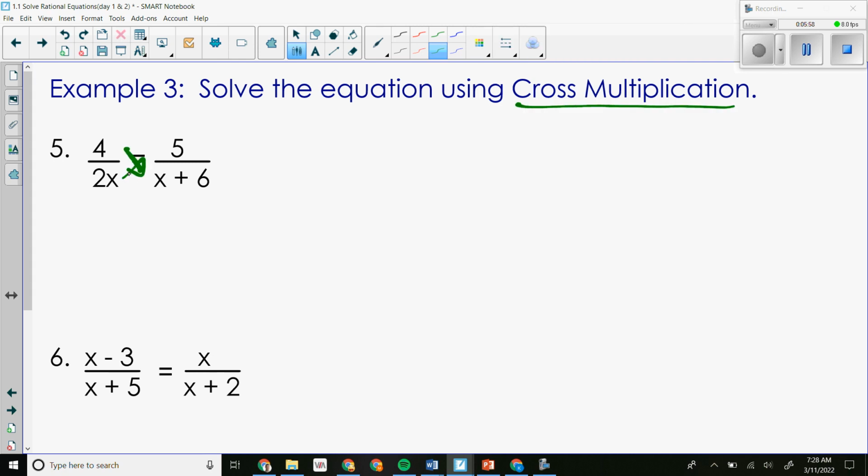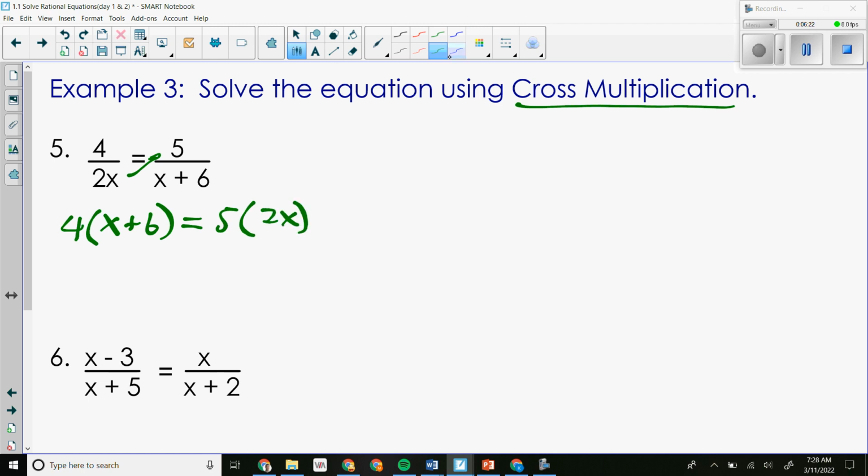So over here, I'm just going to cross multiply the top left to the bottom right and the top right to the bottom left. I've been doing proportions for a while. So this would leave me with, I'll write it out all at once here on this first one, 4 times the quantity x plus 6 equals, and then going this way, you can either do 2x times 5 or 5 times 2x. Does not matter.